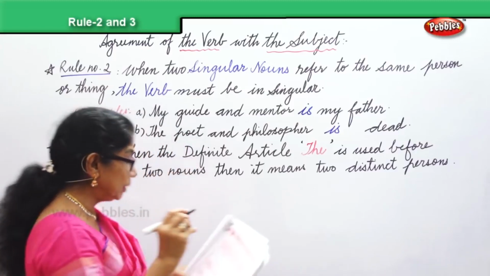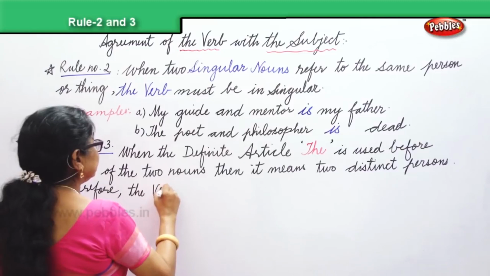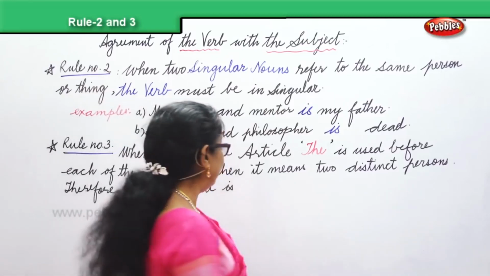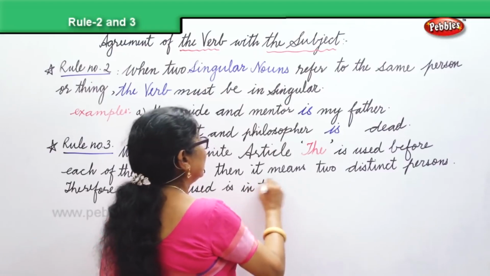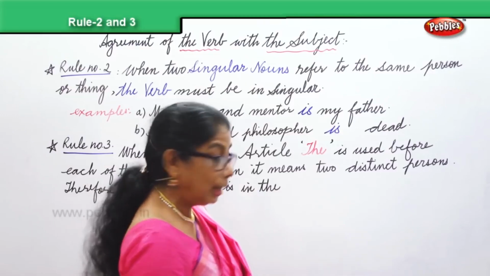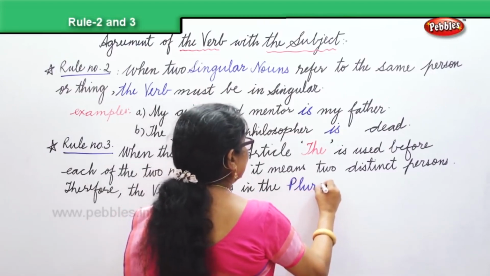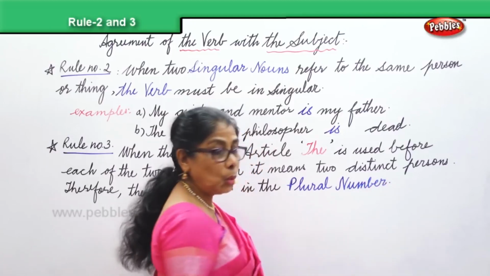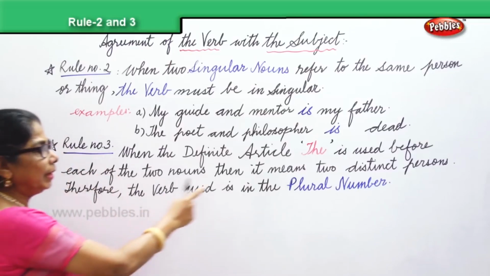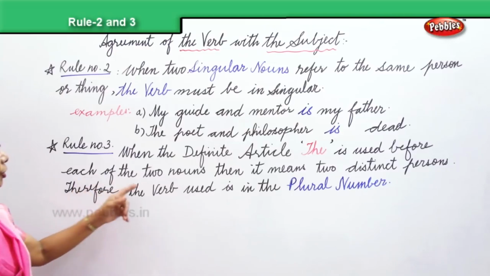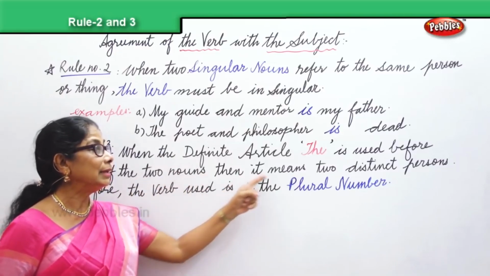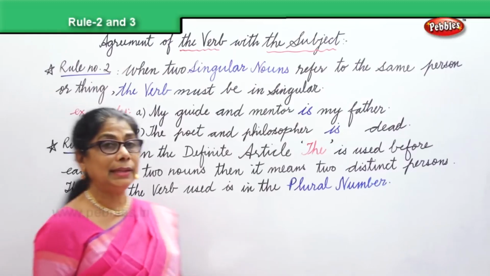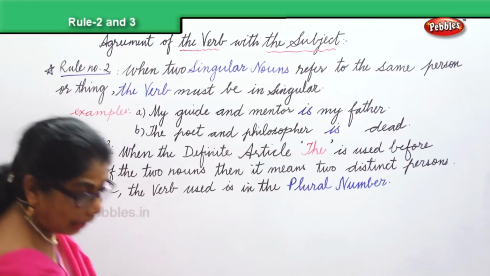Therefore, the verb used is in the plural number. Let's look at it very carefully. Look at the rule number three. The definite article the is used before each of the two nouns, then it means two distinct persons. Okay? Therefore, the verb is used in the plural number. Let's look at the example I have here for you.